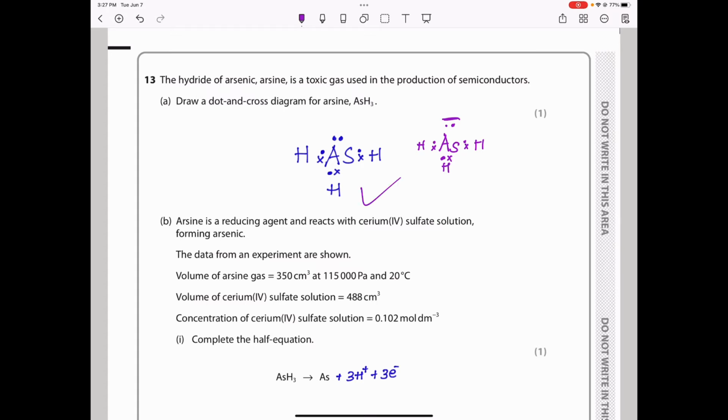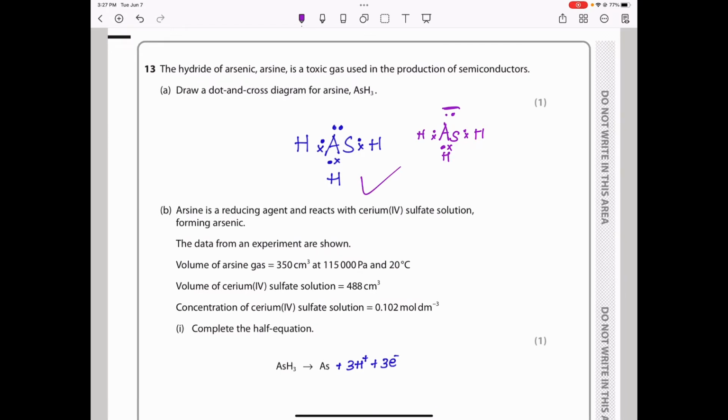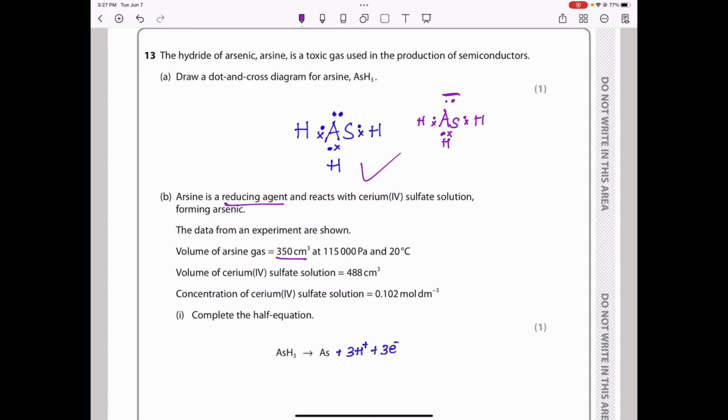So this is okay. Next, they say arsine is a reducing agent, and reacts with cerium 4 sulfate solution, forming arsenic. The data from the experiment are shown. The volume of arsine gas is 350, at that pressure and at that temperature. And they say the volume of cerium 4 sulfate solution is that, and the concentration of cerium 4 sulfate solution is that.